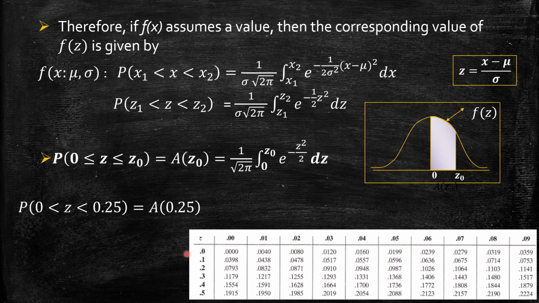Now the standard normal table is readily available for this purpose. We just go for 0.2 here, and vertically 0.5, so that gives 0.25. The number here is 0.0987. So without doing the integration, we got the area under the curve between 0 and 0.25 as 0.0987, which I can write as the probability from 0 to 0.25.